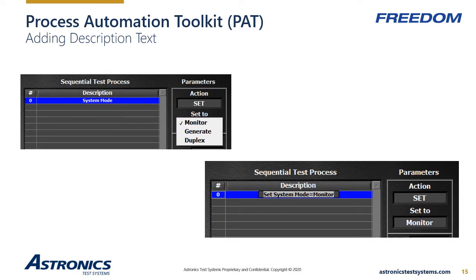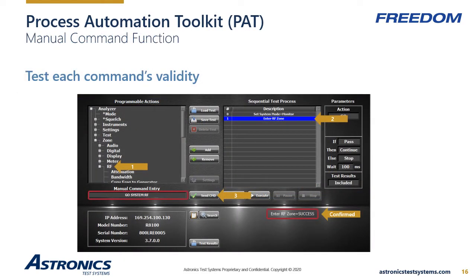Here is another example of description text. We changed the command that was plain Jane system mode to read set system mode equals monitor, describing better the action of the command.